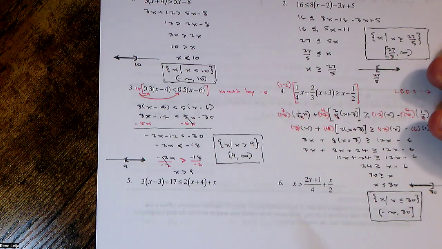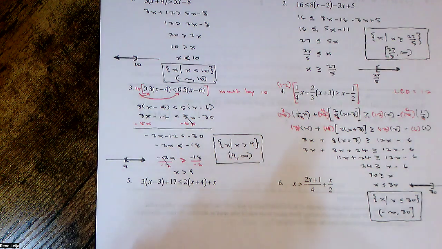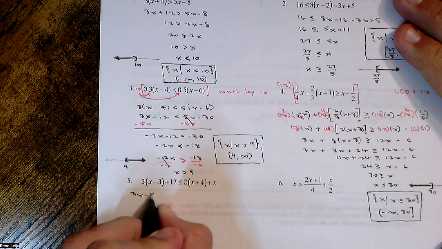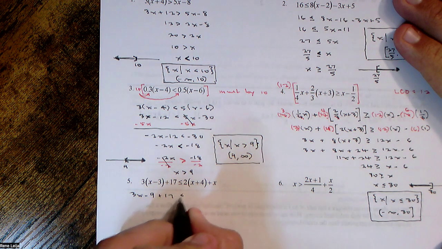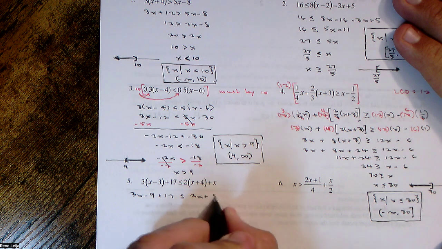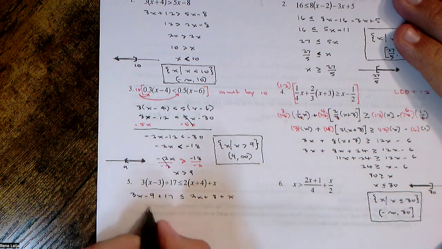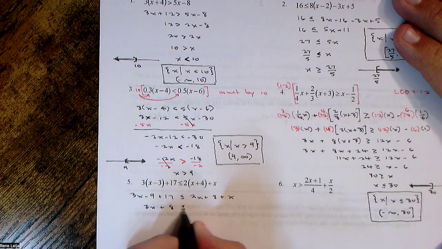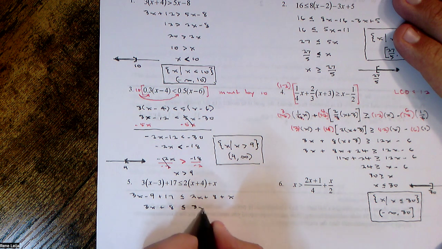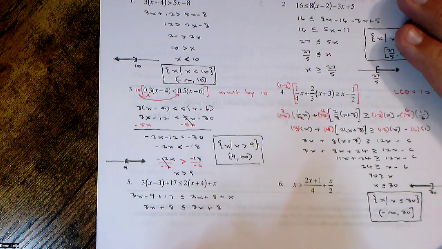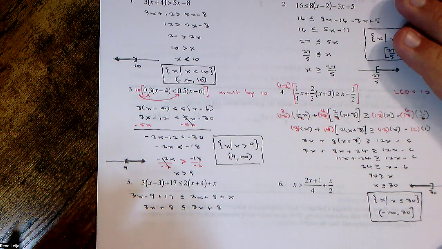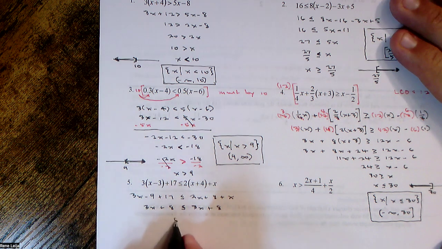Okay. All right, let's look at these next two real quick. So we're going to clean this up by distributing. So 3x minus 9 plus 17 is less than 2x plus 8 plus x. So we're going to clean up each side. So 3x plus 8 is less than or equal to 3x plus 8. Okay, so if I were to subtract 3x from both sides, then that would leave me with 8 is less than or equal to 8.